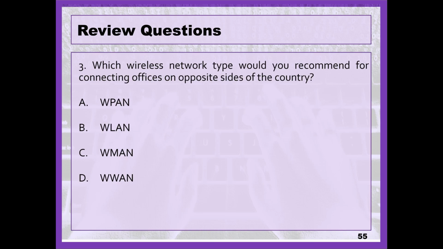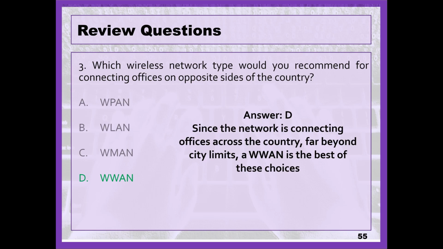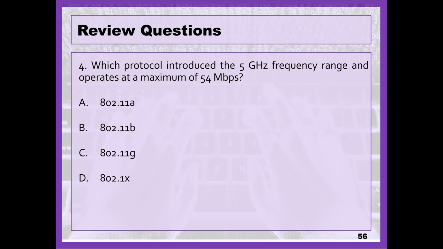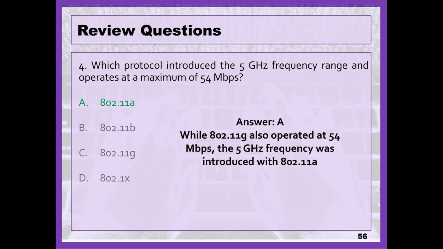Question 3. Which wireless network type would you recommend for connecting offices on opposite sides of the country? Answer: WWAN. Since the network is connecting offices across the country, far beyond city limits, a WWAN is the best of these choices. Question 4. Which protocol introduced the 5 GHz frequency range and operates at a maximum of 54 megabits per second? Answer: A. While 802.11g also operated at 54 megabits per second, the 5 GHz frequency was introduced with 802.11a.